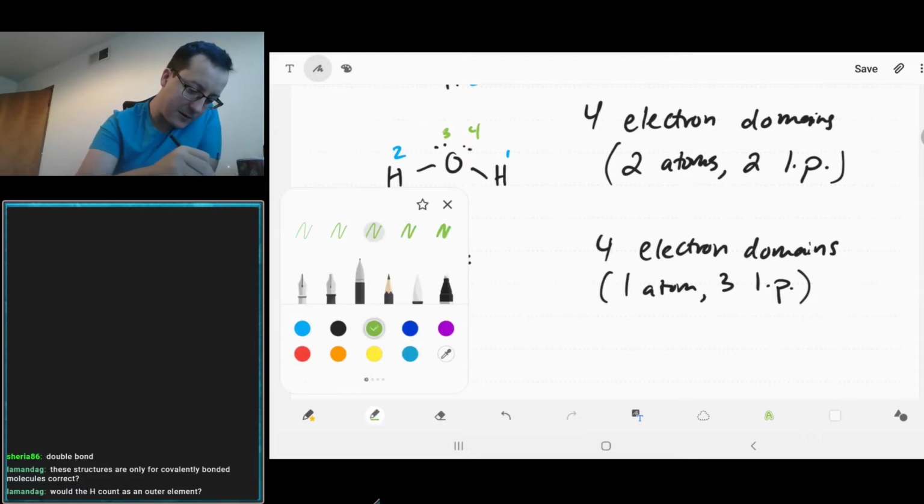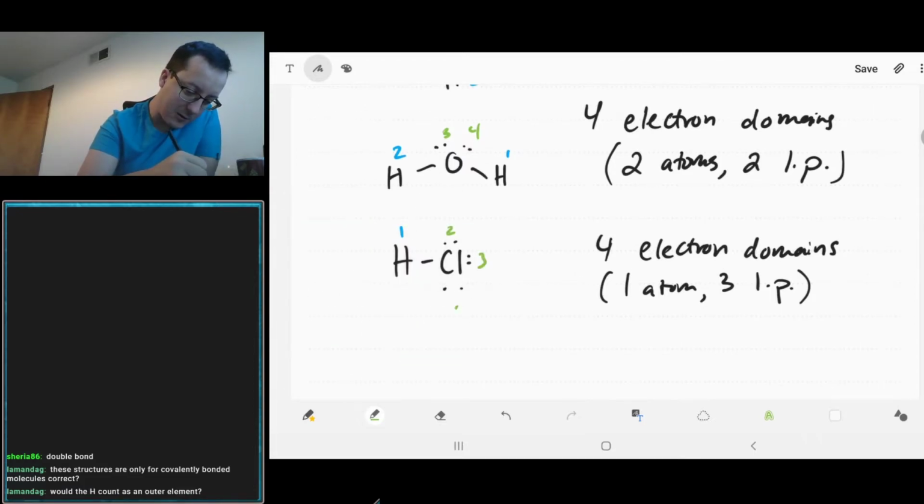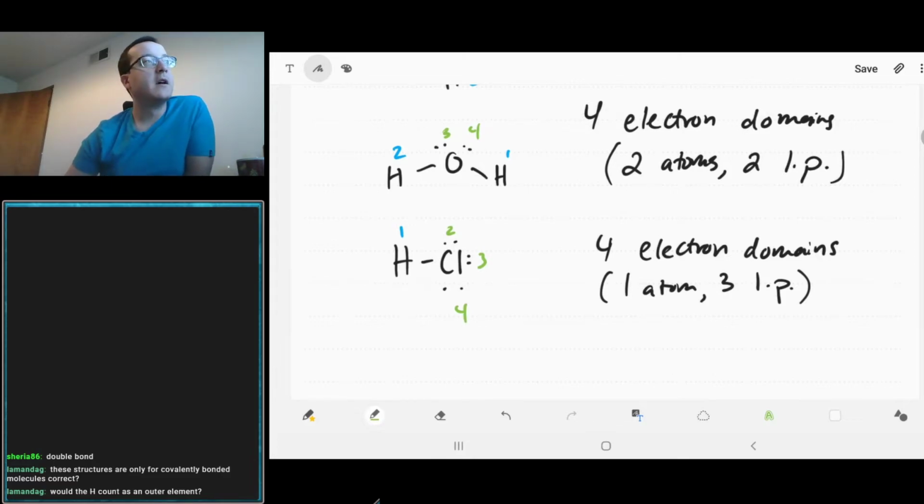There's our first one, and we've got three other domains around it. So the purpose of this is to illustrate to you that electron domains can be either lone pairs or atoms. We're going to see that for purposes of electron geometry, they're interchangeable. So we just look at how many total domains there are.